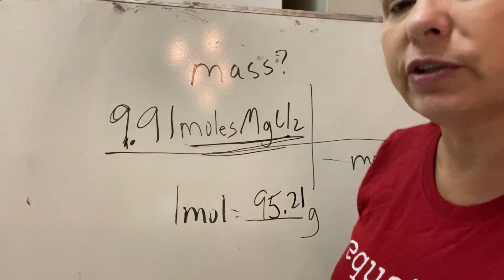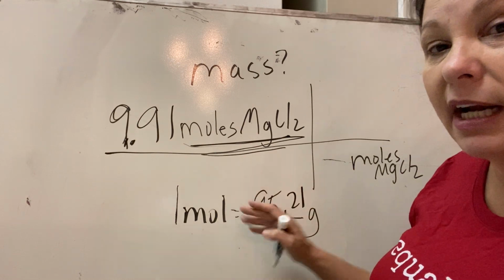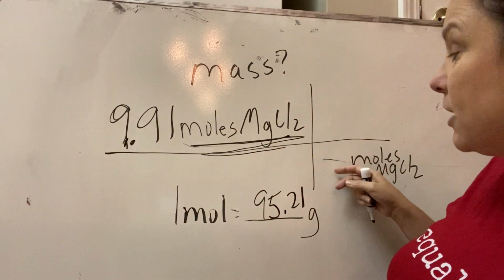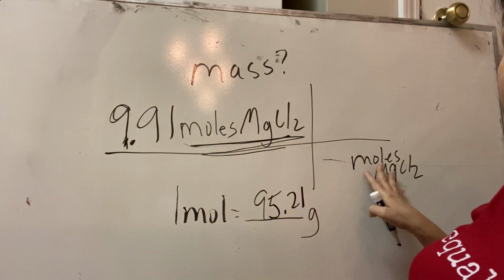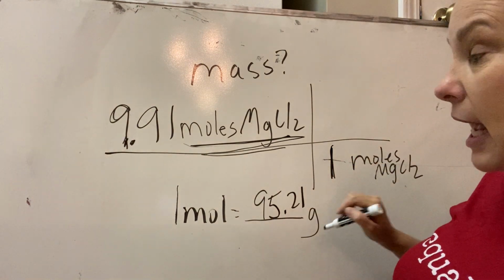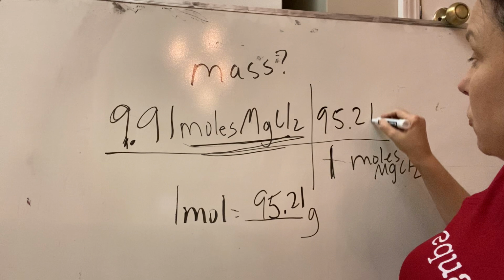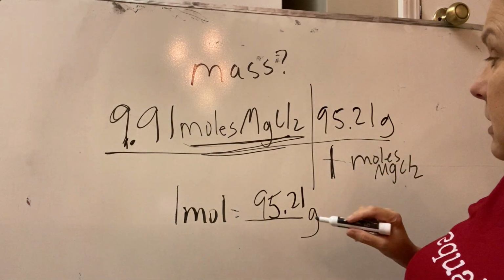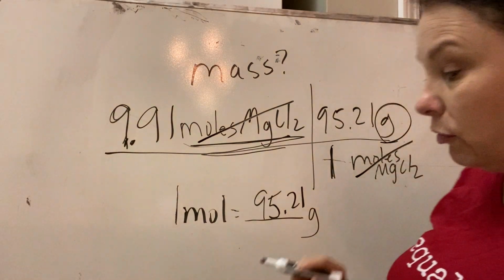And what I'm going to do is I'm going to karate chop it right down the middle, right? Hi-ya, right there. And I'm going to put it in. Well, as you can see, the mole half has already been determined that it has to go in the bottom. So I put the 1 mole in the bottom, and then in the numerator goes the 95.21 grams. The moles cancel out. I'm going to be left with grams.